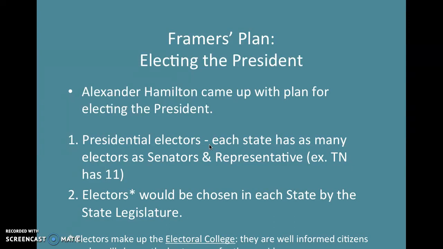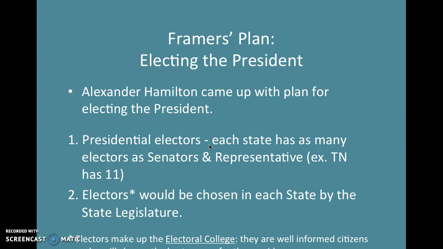All right, number 1, presidential electors. It says each state has as many electors as senators and representatives. So Tennessee has 11 electors because we have 2 senators and 9 representatives. The numbers are not just random: 2 senators plus however many representatives. When you get back into class, take a look at California. Their number is 55 because they have 2 senators and 53 representatives.